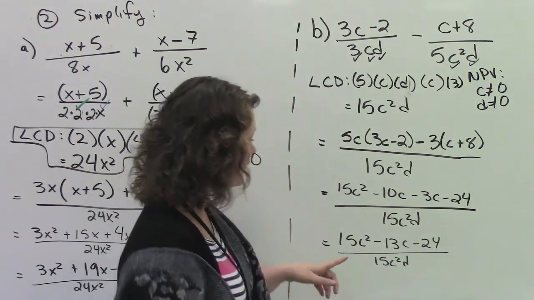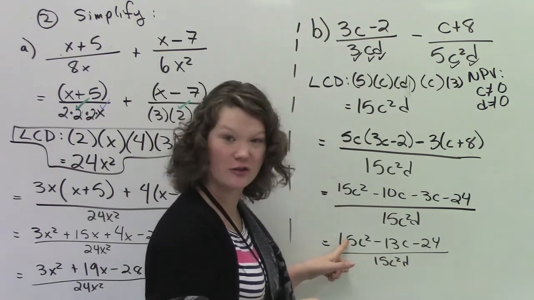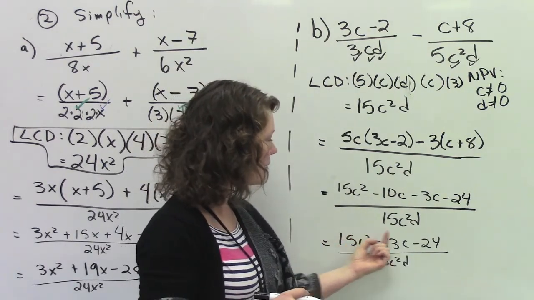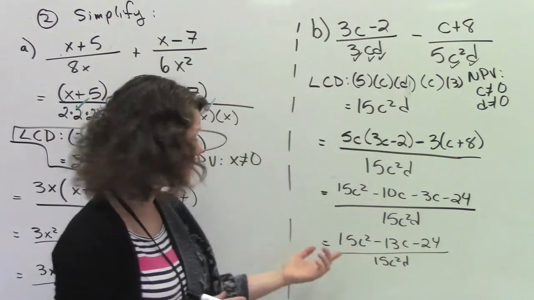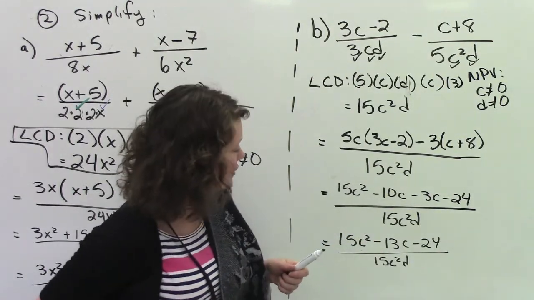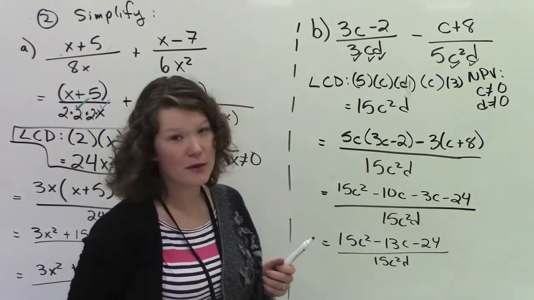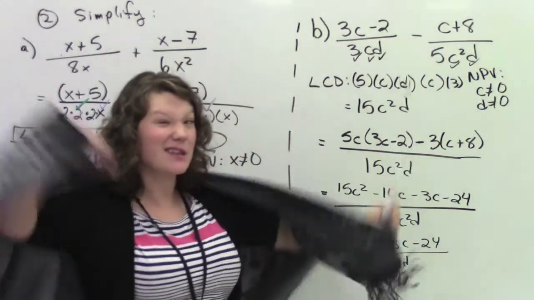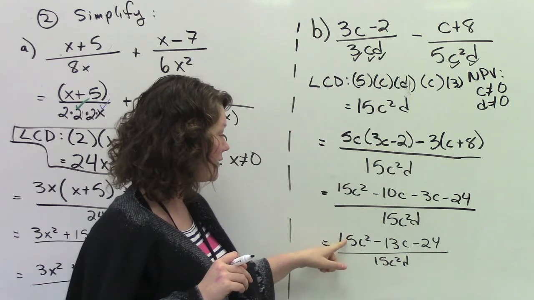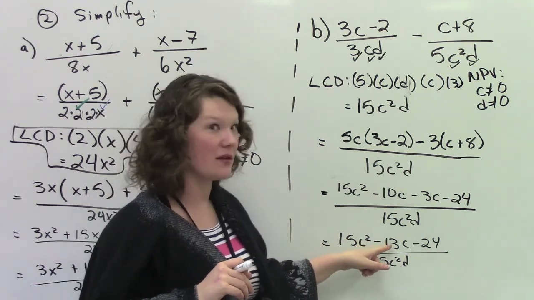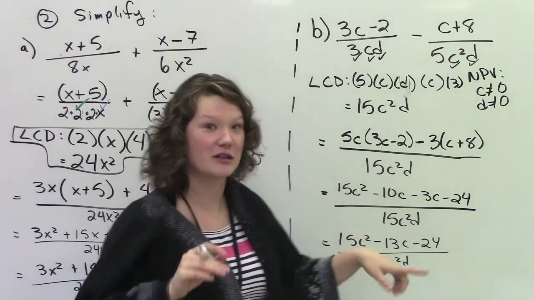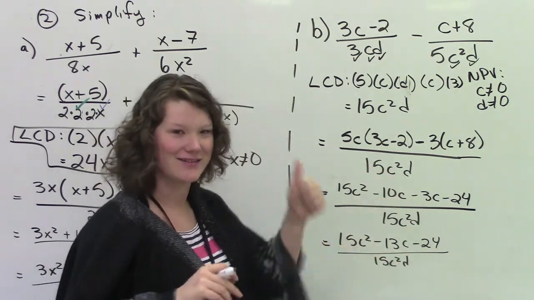The temptation here, folks, is going to be to say, oh, I can cancel out the 15 with the 15. But the thing that's happening with these terms is that they're distinct terms. Subtraction is happening between them, not multiplication. So what we would actually need to do is divide. If we wanted to cancel out the 15 here, we'd have to divide 13 by 15 and 24 by 15. Let's just leave it like this.